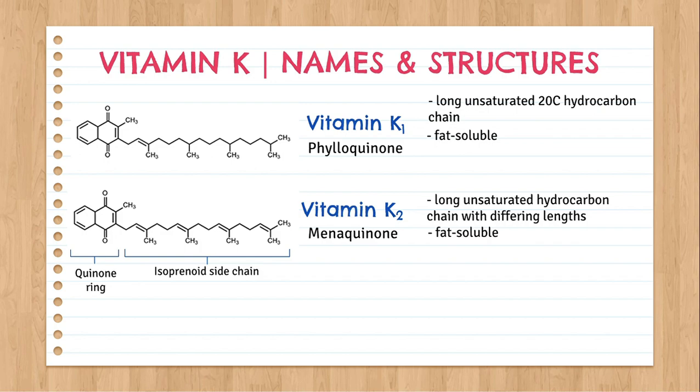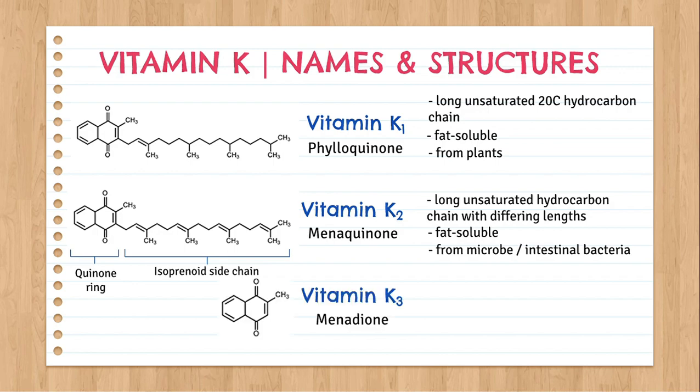The difference is that they come from different sources. Vitamin K1 comes from plants, whereas vitamin K2 is produced by microorganisms, and you can get it by eating fermented food. Now, let's look at another form of vitamin K, which is vitamin K3, also called menadione. It is a synthetic naphthoquinone. It has no isoprenoid side chain, thus it is water-soluble. Menadione can undergo prenylation to yield menaquinone in the intestine.